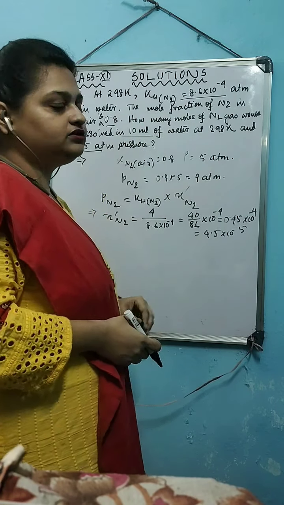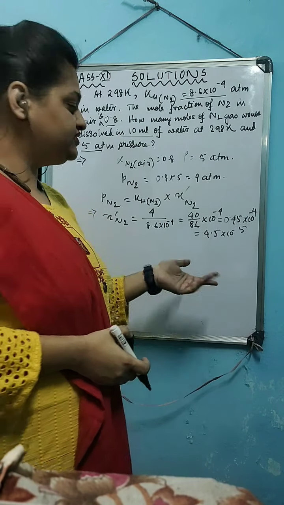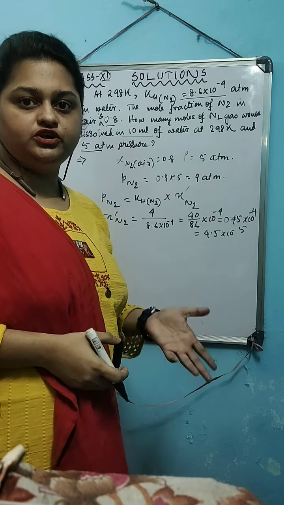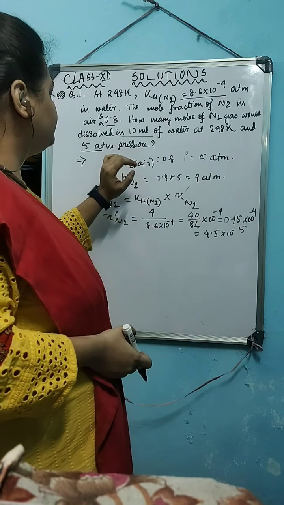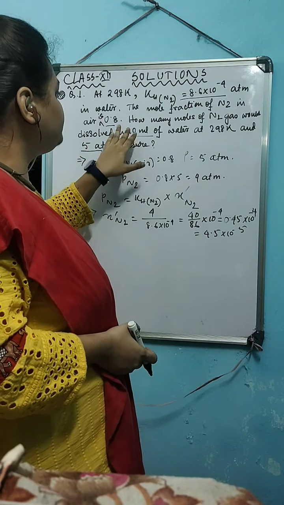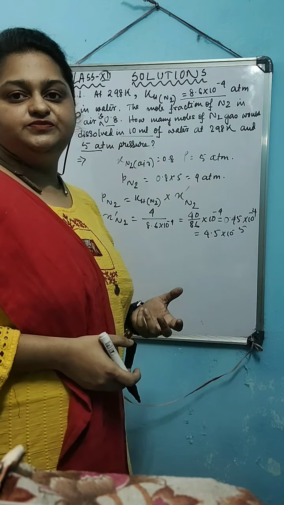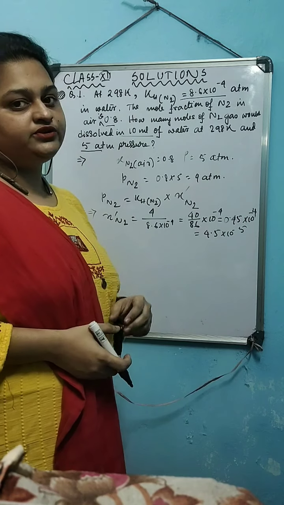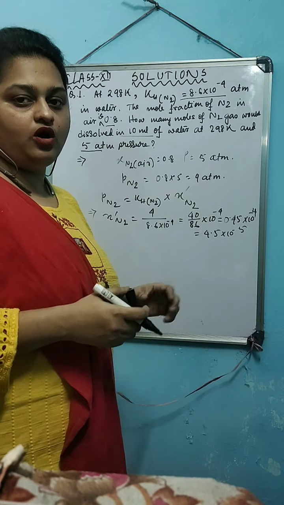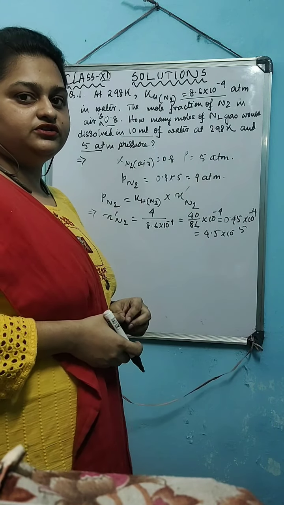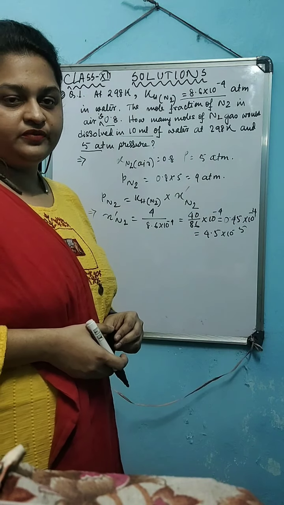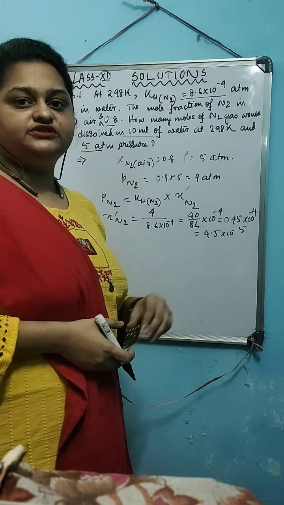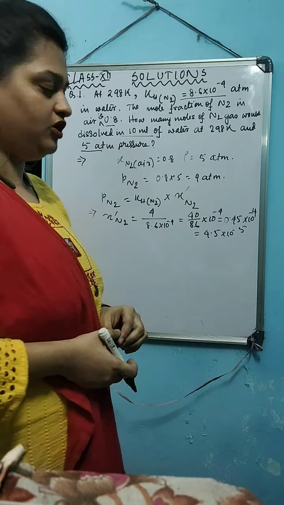But we have to find out the mole number of nitrogen instead of the mole fraction of nitrogen in the solution. There is another value that has been given, which is the amount of water taken. The amount of water is 10 ml, and as we know, for water 1 ml represents 1 mole of water. So 10 ml of water here represents 10 moles of water.